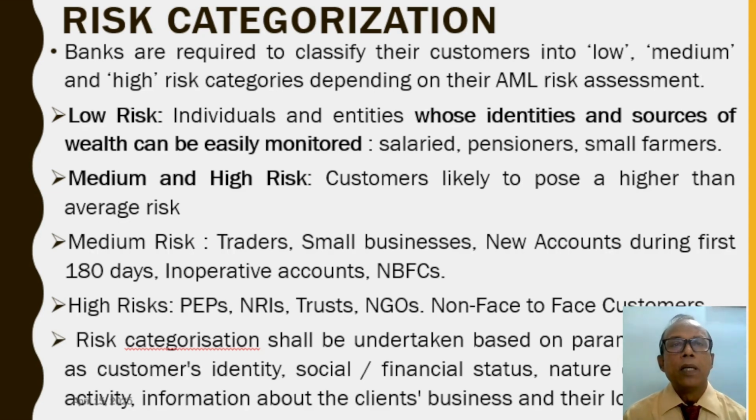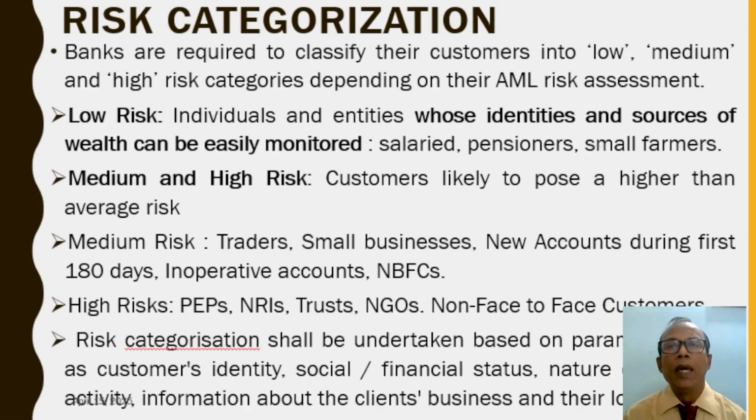Risk categorization of customers. Customers are classified as low, medium, or high risk based on their profile, nature of business, location, and transaction pattern. Low risk customers whose identities and sources of wealth can be easily monitored are like salaried persons, pensioners, small farmers, etc. Medium and high risk customers are those who are likely to pose a higher than average risk. They need enhanced due diligence. Examples of medium risk customers are traders, small business, new accounts during the first 180 days, inoperative accounts, etc. High risk customers examples are politically exposed persons, NRIs, trusts, NGOs, and non-face-to-face customer.